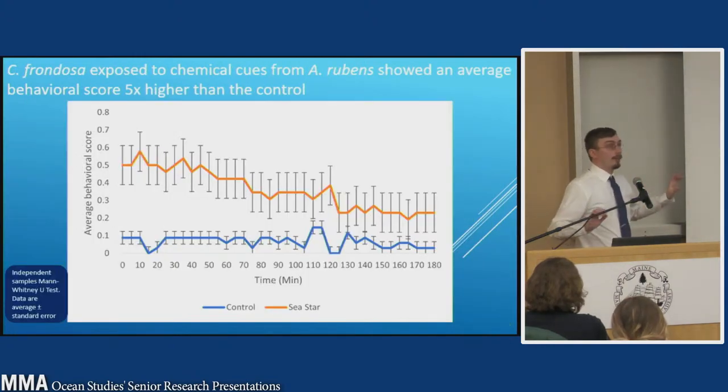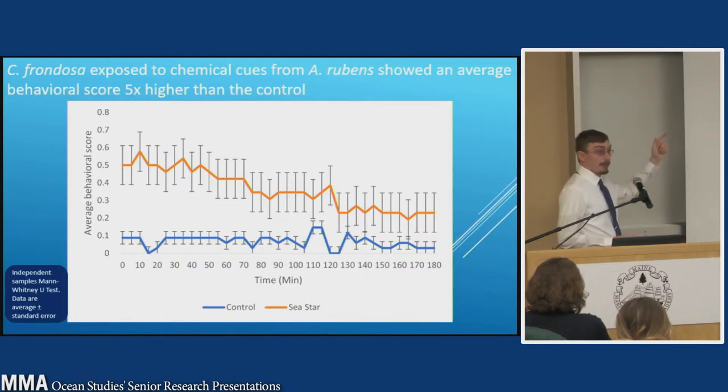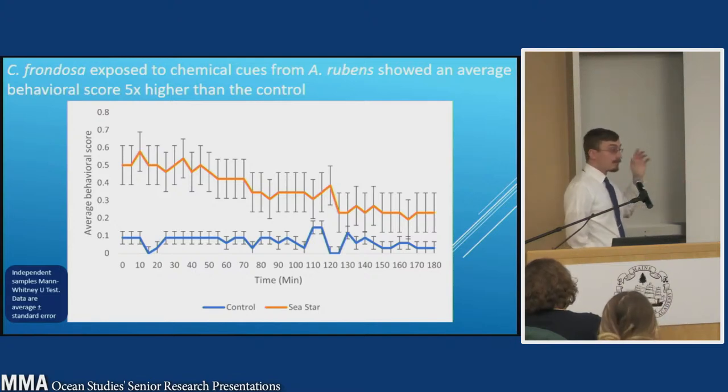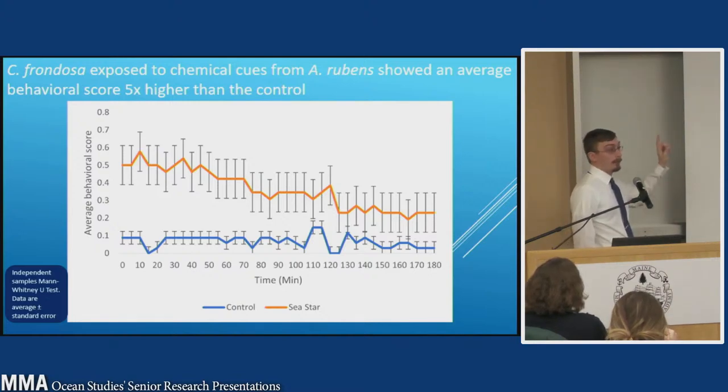When I took all these behavioral scores that I observed over the course of time in these experiments and averaged them out between the treatments, the orange is the sea star exposed group and the blue is the control, I found that the sea star exposed group had an average behavioral score which was 5 times higher than the score of the control. It should be noted, though, that none of my observations were of any behaviors higher than a 1.0 during testing, which means that all the behaviors I observed were low-stress behaviors.